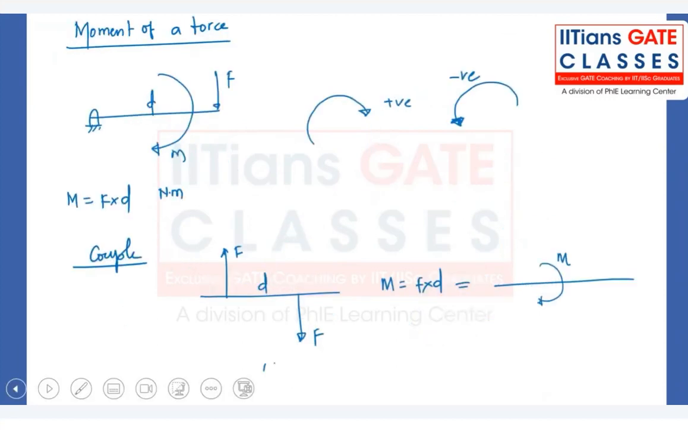Moment of a force. A moment is generated whenever we apply a force at a certain distance. Here let's take an example. We have a certain force applied at a certain distance from, let's say, this fixed or hinged point. Because of this, this force will create some moment, and the value of the moment will be the force into the distance. Moment is nothing but a turning effect or rotational effect created by a force if it is applied at a certain distance.